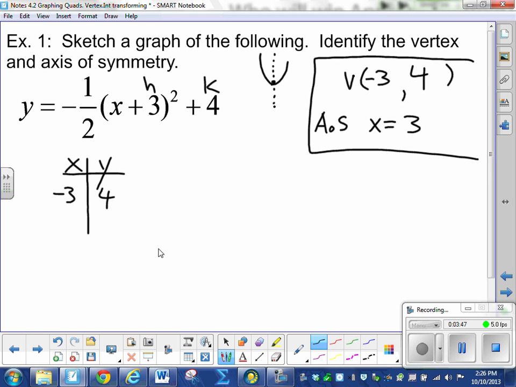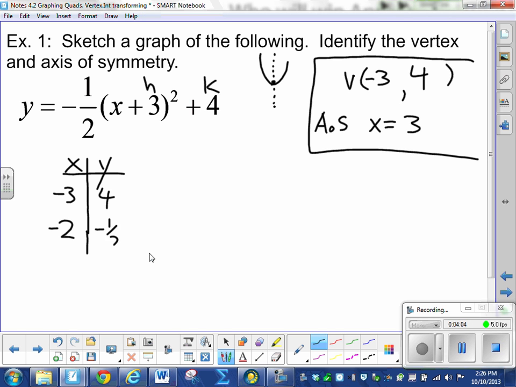So to find another point, we should pick a point that's around negative 3. So either a negative 2 or a negative 4. I'll go ahead and go with negative 2. I think in our classes we chose negative 2. So we'll plug that in.